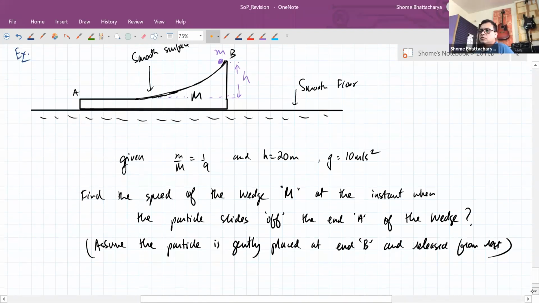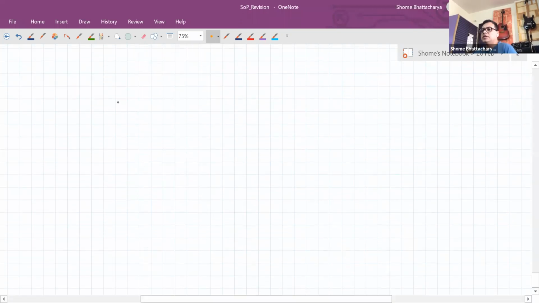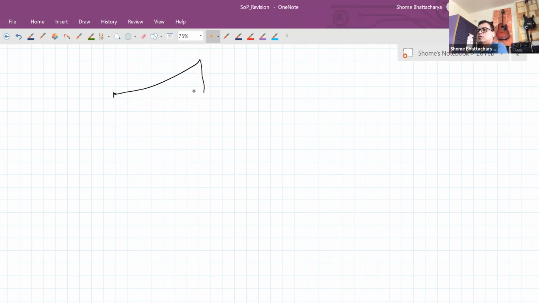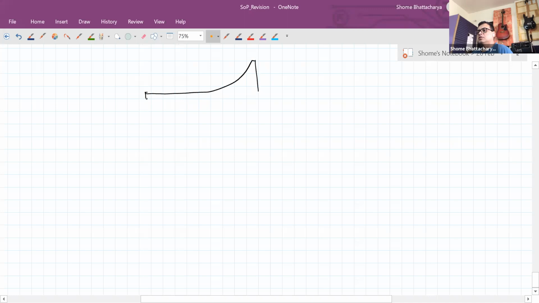Okay, so let's look at the solution of this question quickly. So once again, what we'll understand is that as the particle is sliding down this object, the interactive forces between them are such that the wedge starts to get pushed towards the right, as the particle is sliding down towards the left. So starting from here, this is also at rest, this is also at rest. The wedge and particle as a system are at rest.